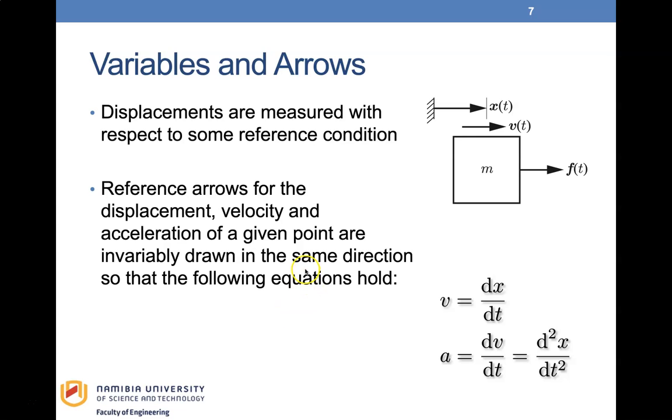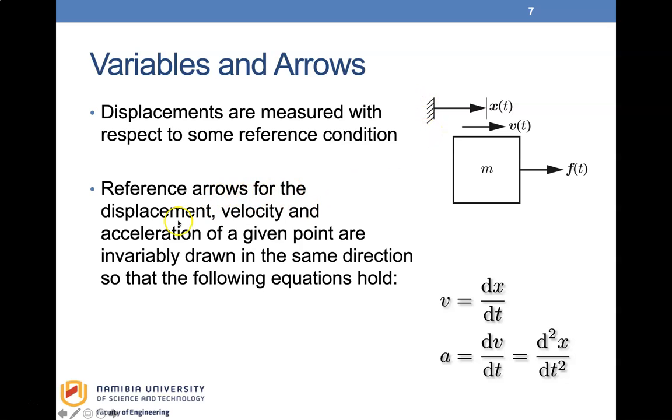Now let's look at displacements and how they are measured with respect to some reference condition. When you have a mass, you must indicate your reference condition so that you know this is the initial condition, and if there is an applied force and the mass moves through some distance, that distance will be measured based on the reference position.